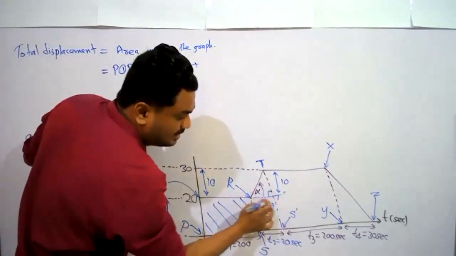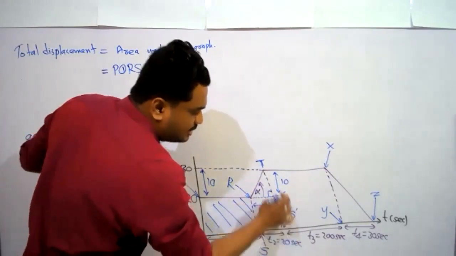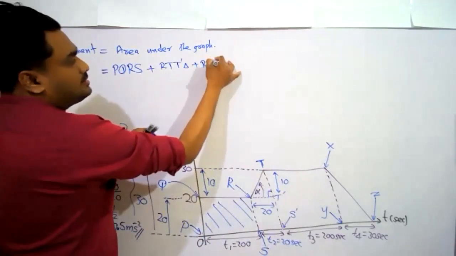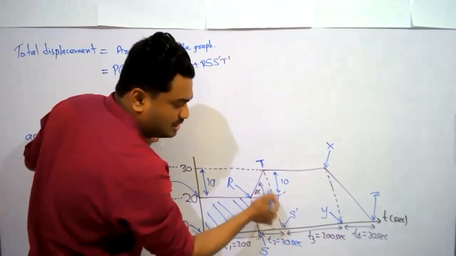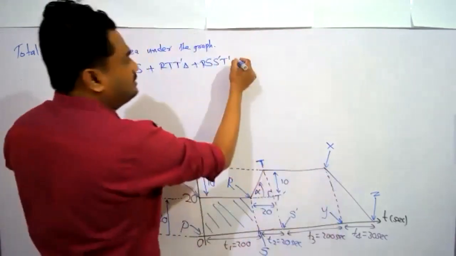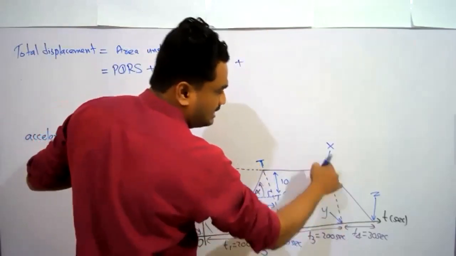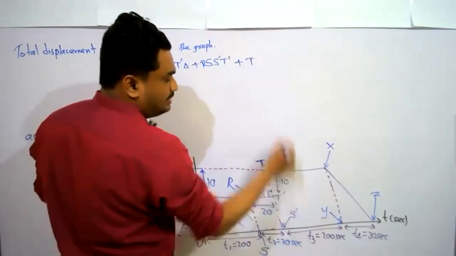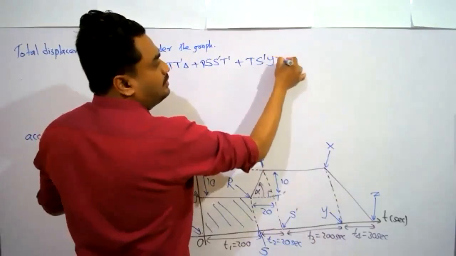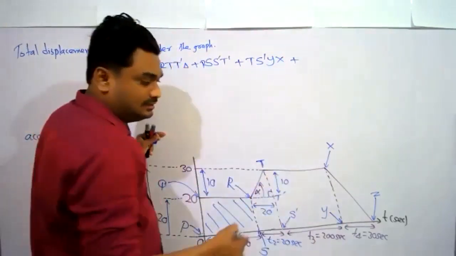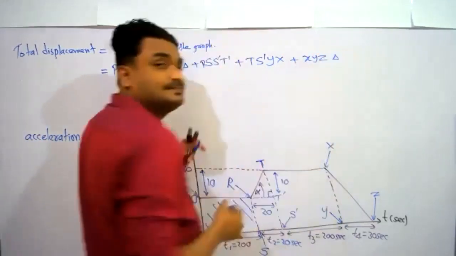What is this rectangle here? RSS dash T dash. After that, you have a very big rectangle. What is it here? T S dash Y X. Finally, you have a triangle, the triangle XYZ.